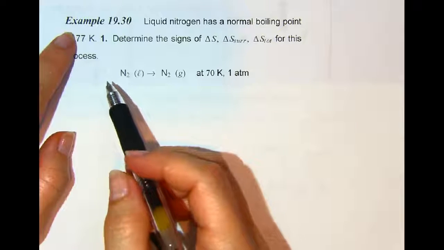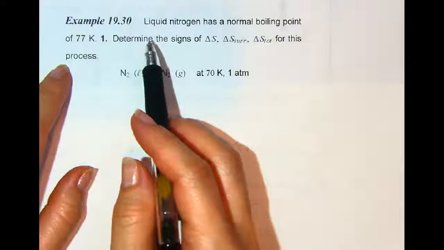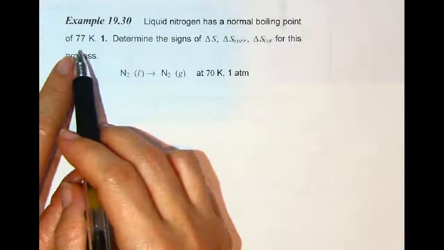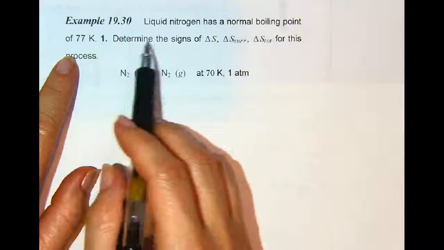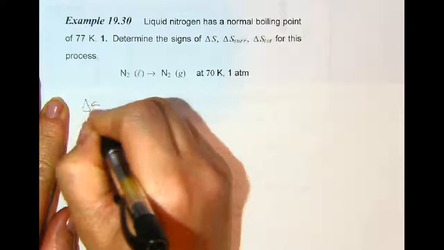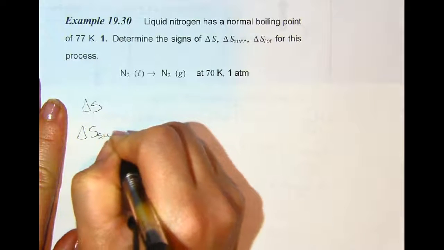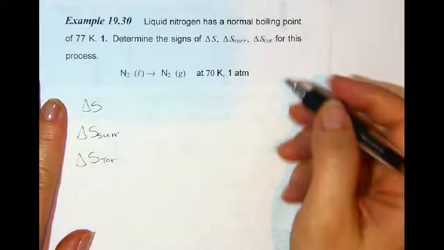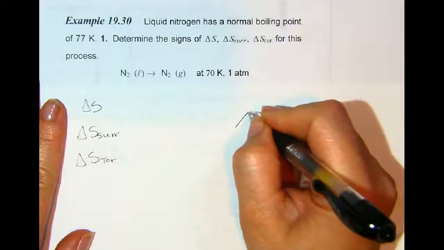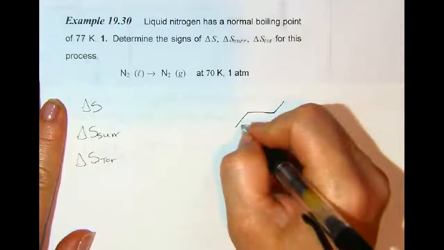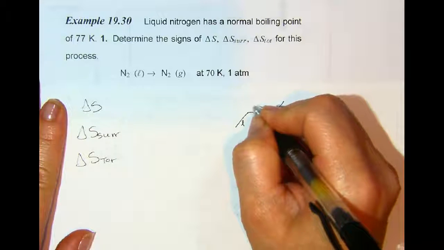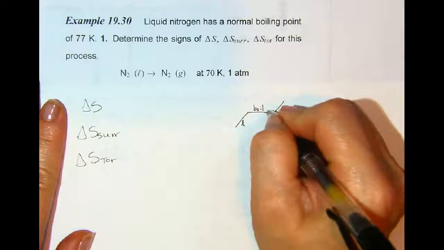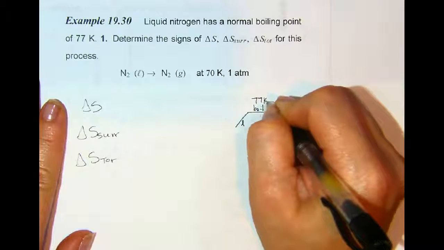Our final example is 19.30, and we're given liquid nitrogen has a normal boiling point of 77 Kelvin. Determine the signs of the delta S for the system, the delta S for the surroundings, and the delta S total for this process. So if we were looking at a boiling point graph, here's where it's a liquid, here is where it's boiling, and then here it's where it's a gas. And this temperature right here should be 77 Kelvin.